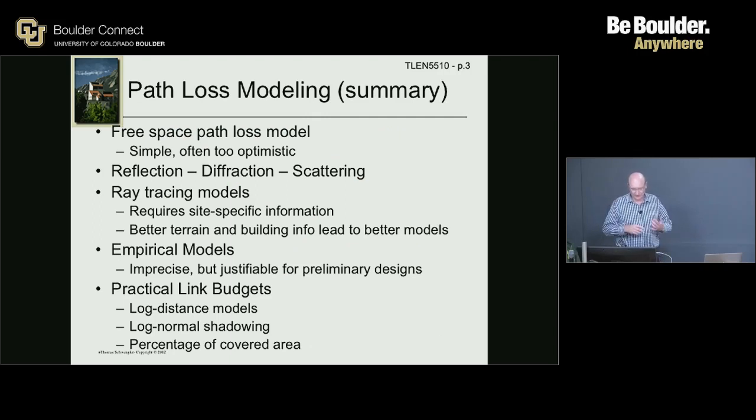We'll talk about some very simple models, what happens in free space when there's nothing around. Of course, there's usually something around, at least the ground, and so we'll see what happens when electromagnetic waves reflect off the ground, diffract off buildings, scatter off various elements. And we'll talk about a few models that have been popular to model all this.